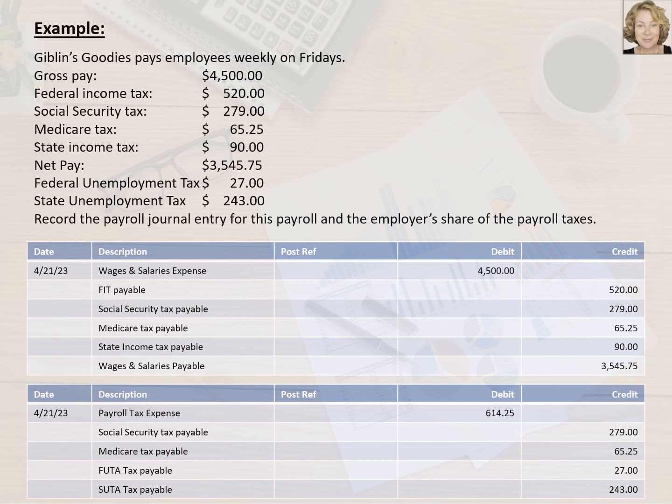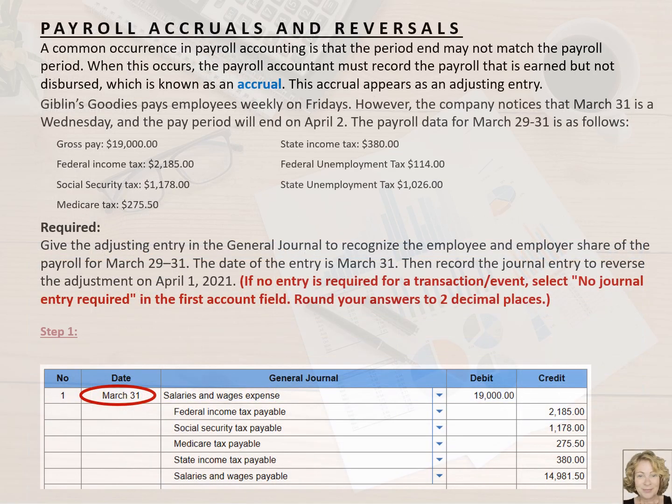Now that we've learned about recording payroll journal entries, let's talk about payroll accruals and reversals. Payroll accruals and reversals. Well, payroll accounts accrue for payroll expenses before closing the monthly general ledger. What does that exactly mean? It means that we record the estimated expense for the month, even though we might not know the exact amount of the payroll yet. This is a common occurrence in payroll accounting when the end of the accounting period does not match with the payroll period.